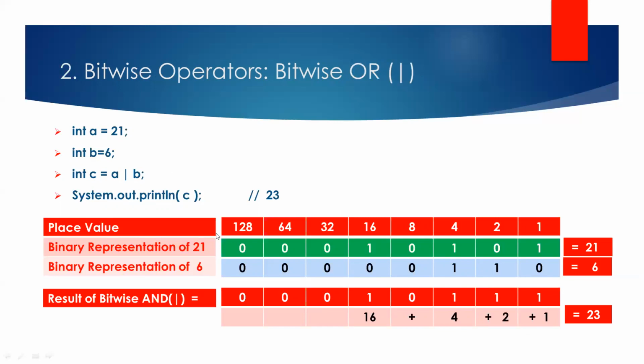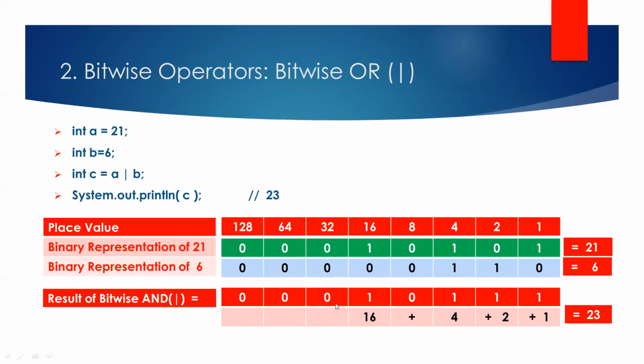Similarly, in OR, if both bits are 0, then the result is 0, otherwise the result will be 1. So in the case of the values 21 and 6, as you can see, where one bit is 1, we'll get 1. 01 will get 1. 11, definitely, both are true, so 1. 00 will be 0. 10 is 1, and the rest are 0.